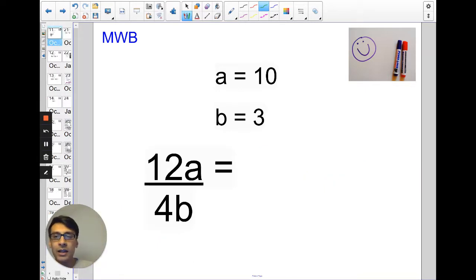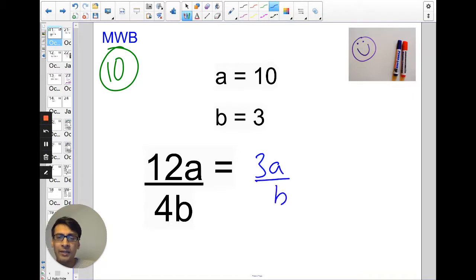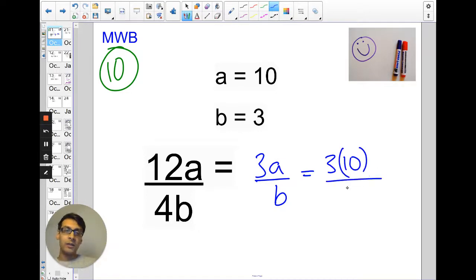Okay, question 10. Pause the video. Alright. Now again, 12 over 4 just gives me 3. I can cancel that down, so it becomes 3a over b. Now if you didn't do that, that's fine. You can still multiply it out the long way. Just make sure you get the same answer at the end. So this becomes 3 times 10 over 3. That is just going to cancel down to give you 10.